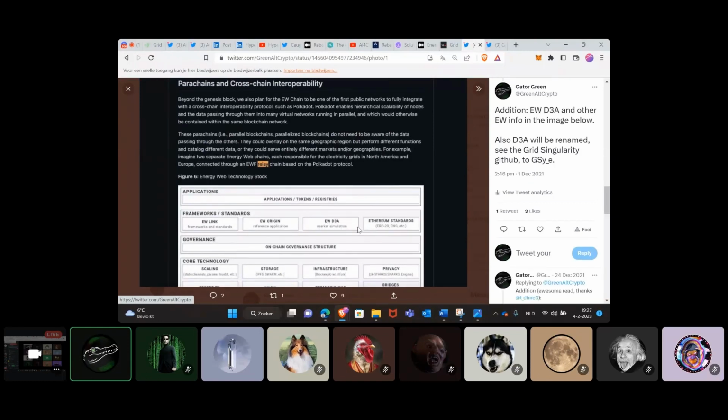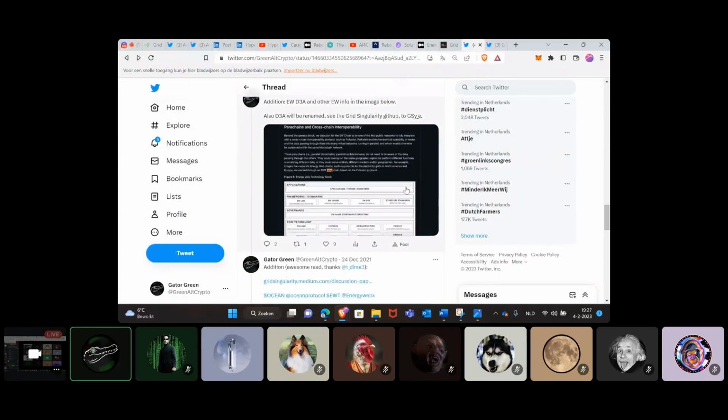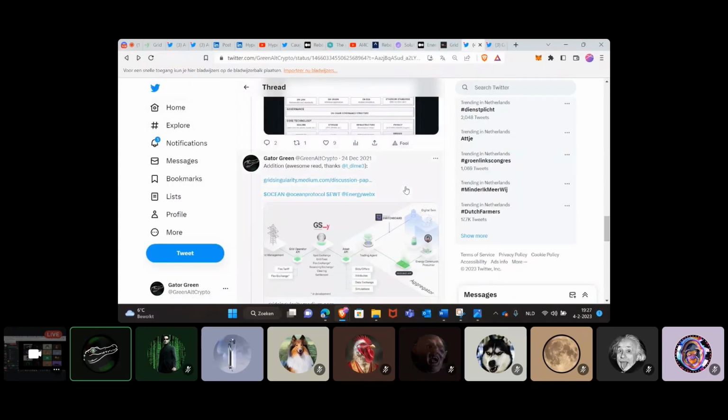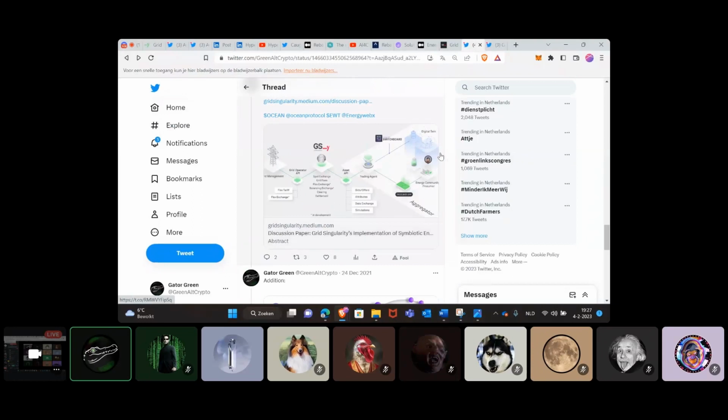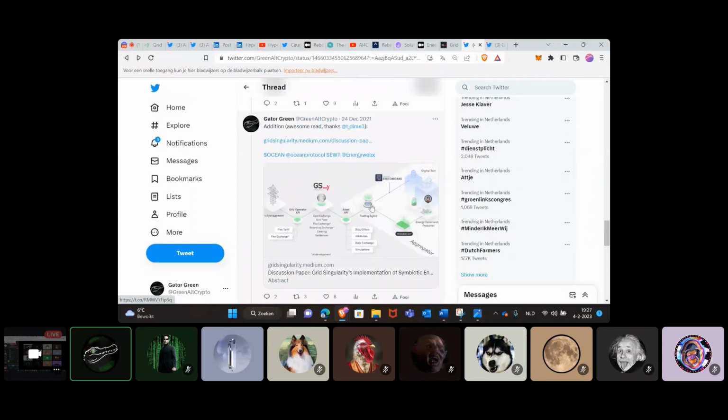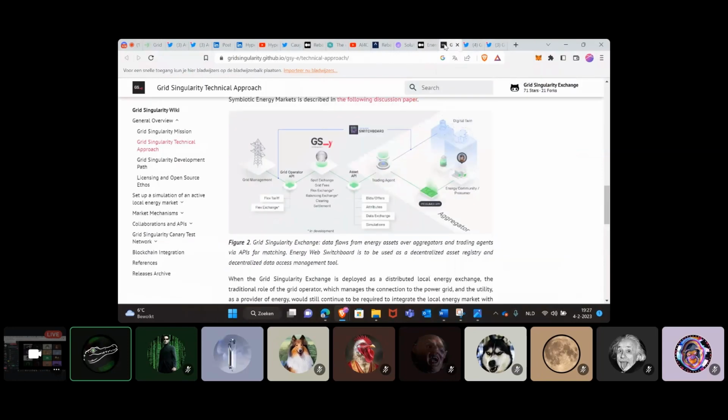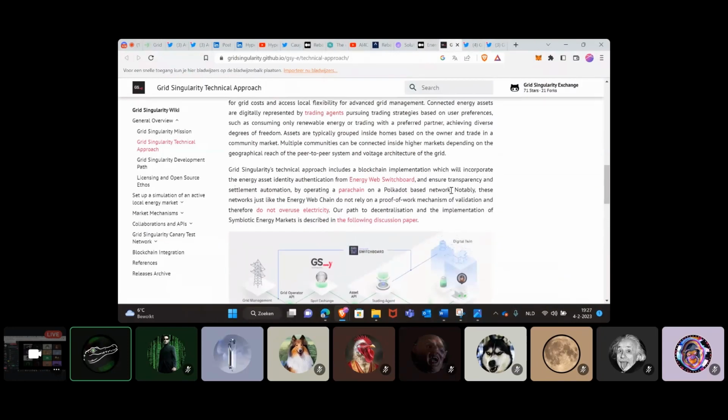There were papers about that, and we found this discussion paper about how it would be implemented. This is quite old, I guess, because it shows a bit of a different system, or a different picture, than I found later. I'll show you what I mean. Later I found this in the Grid Singularity technical approach, where there's a full description of the Grid Singularity exchange and how it functions, or how it will function.